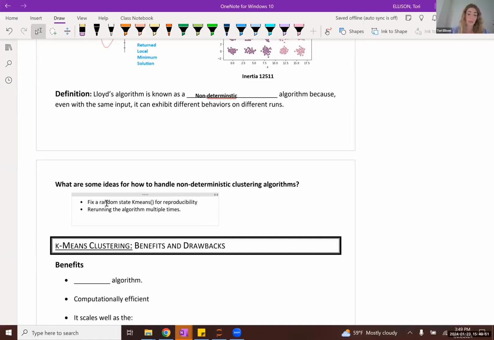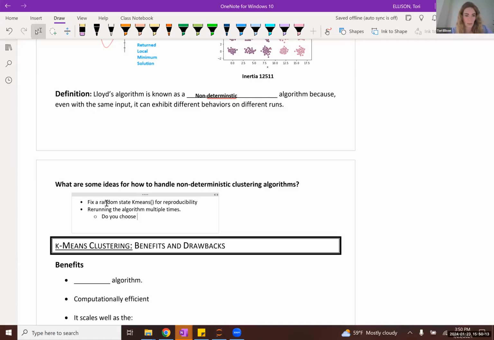And if you decide to rerun the algorithm multiple times and you do, in effect, get different results, then you would want to think about, well, what do you do with all those different results? Do you try to pick the best one? Do you perhaps try to combine those slightly different clustering results into one? So these are all questions that you would want to think about.